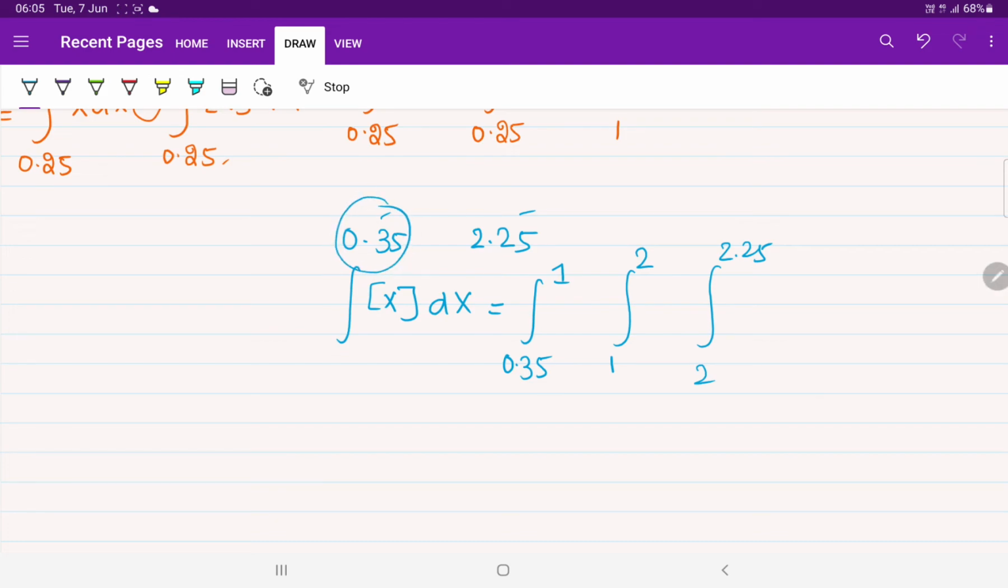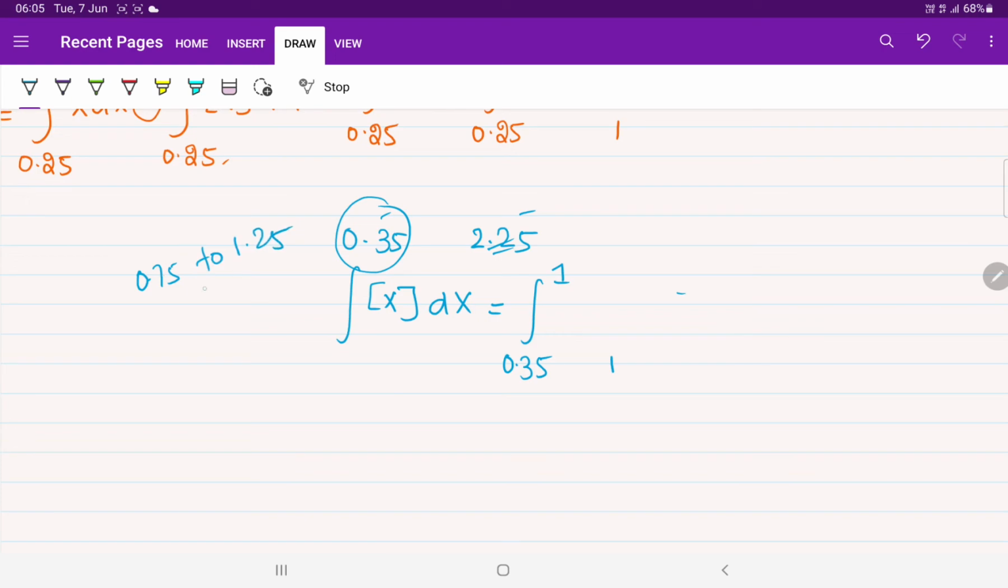0.35 basically lies between 0 and 1. Mostly they won't go with this many things, because one value obviously will become 0. So they will be focusing on only two things, like what they will give you is 0.75, they will be giving you 1.25.